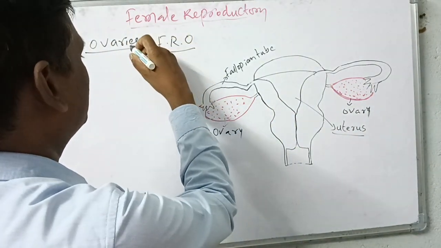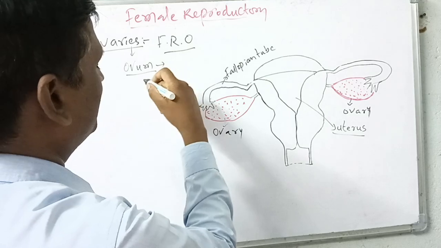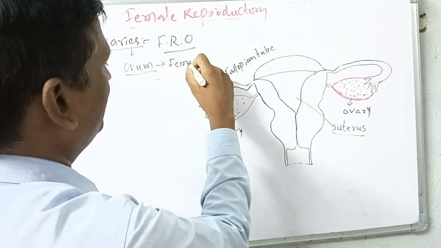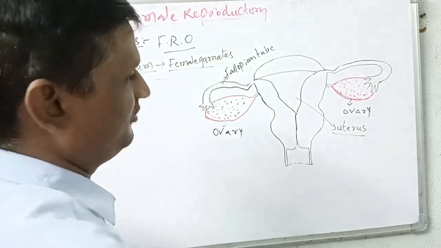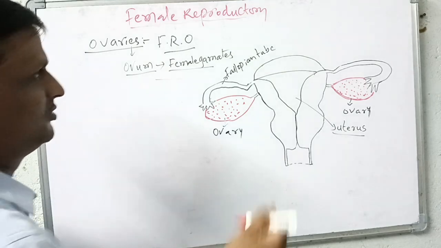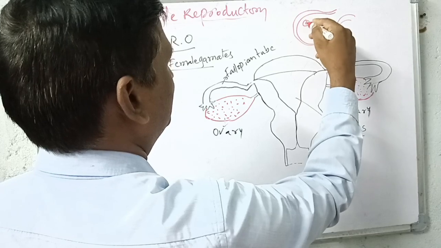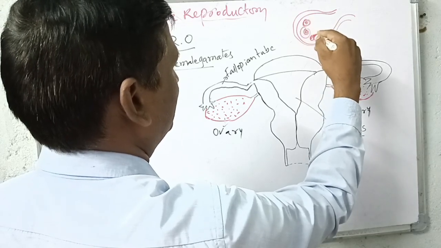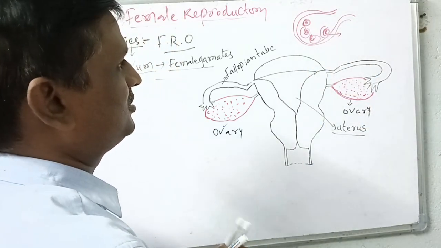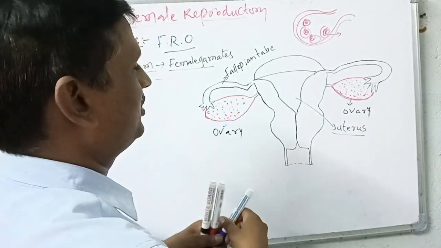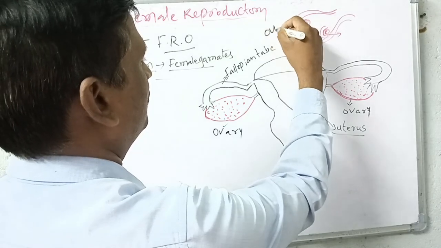Next, these ovaries can develop the ovums. These ovums are also called female gametes. For example, if we observe the TS of ovary, here we can observe there are several sac-like structures. These several sac-like structures are called Graafian follicles. Each and every Graafian follicle consists of a centrally placed large cell. That centrally placed large cell will be developed as an ovum.